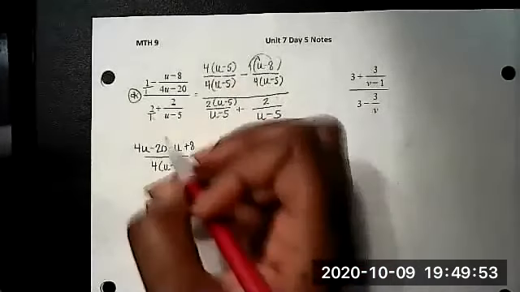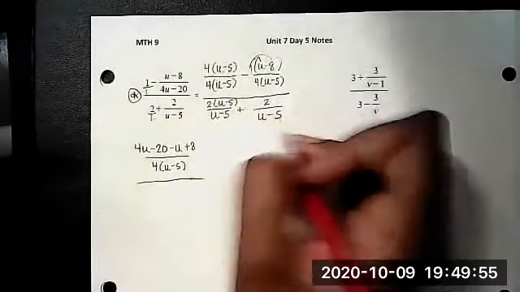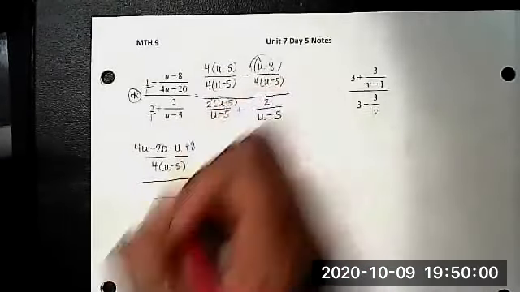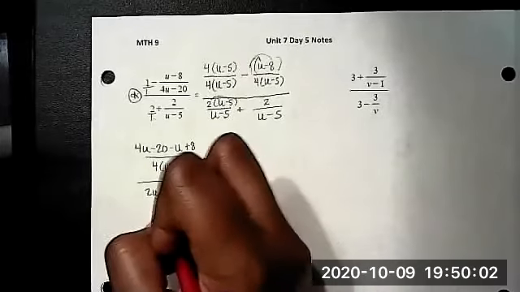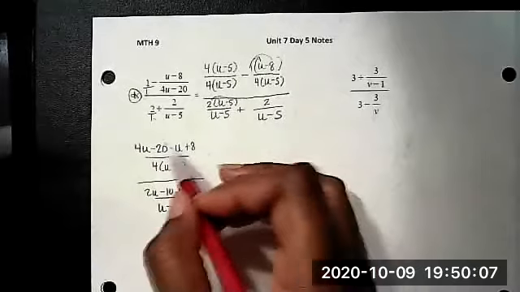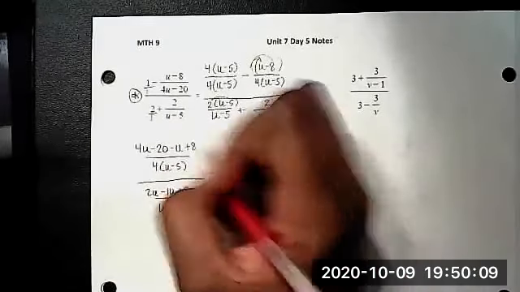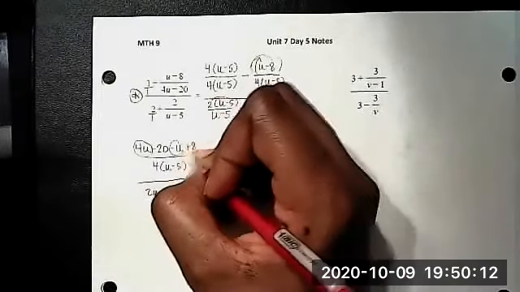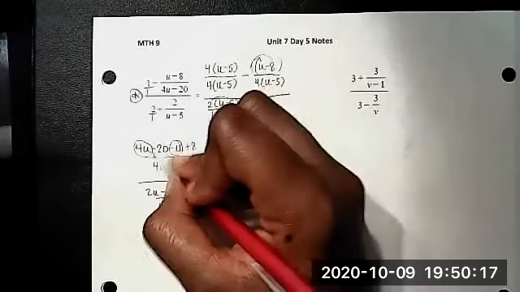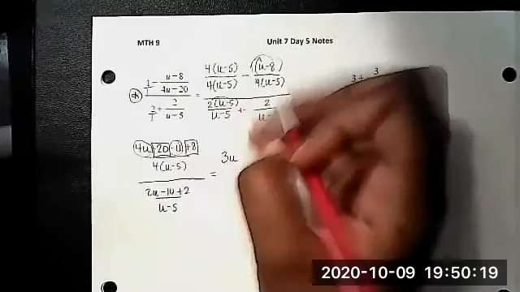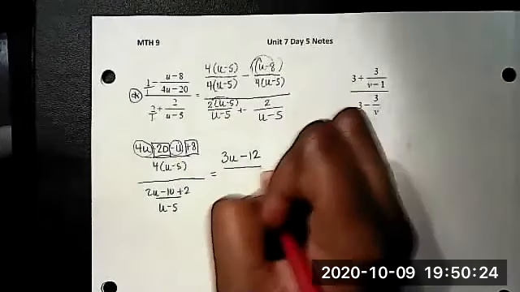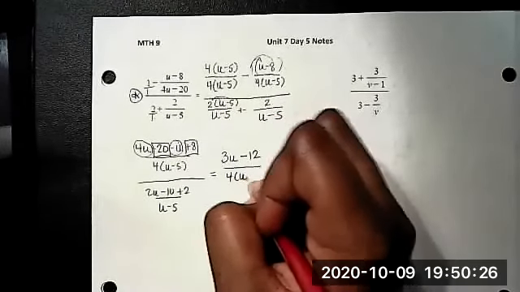Okay? All over u minus 5 at the bottom here. And then at the top, of course, distribute: 2u minus 10 plus 2. Okay? So combining like terms at the top, this becomes 4u minus 1u, which is 3u. Negative 20 plus 8 becomes negative 12. All over 4 times u minus 5.